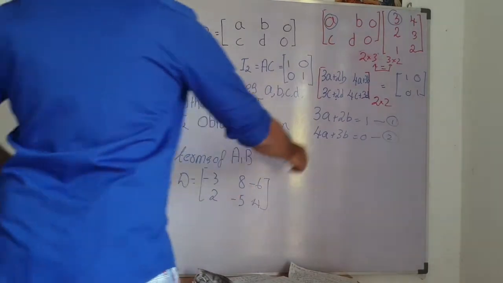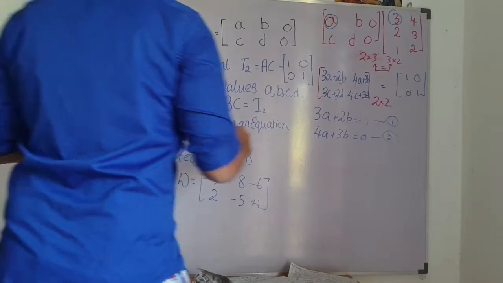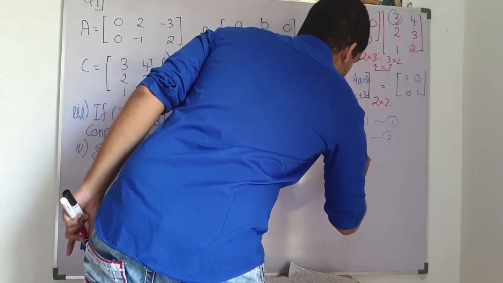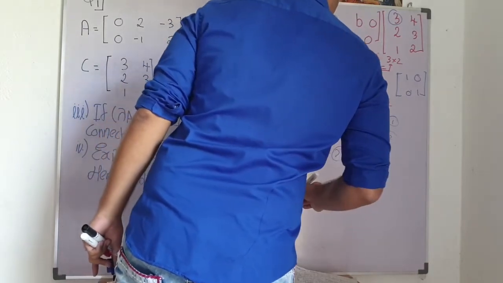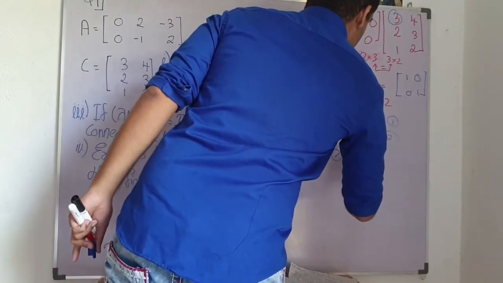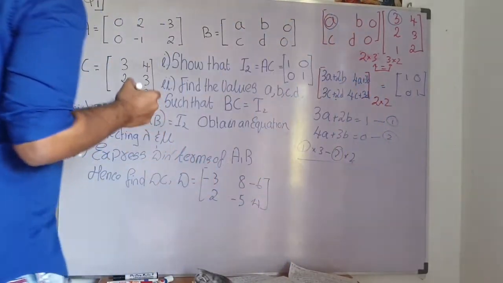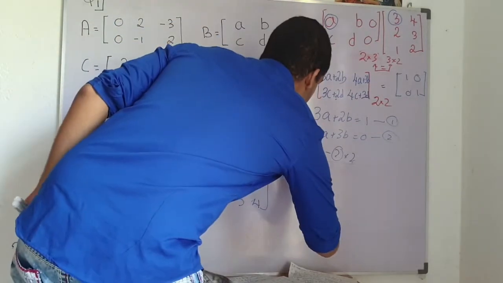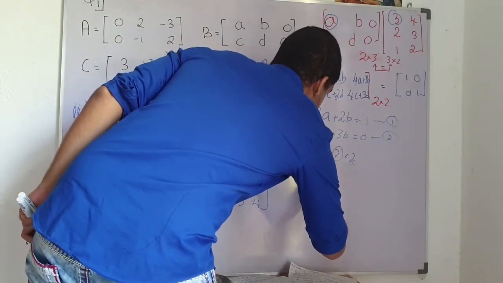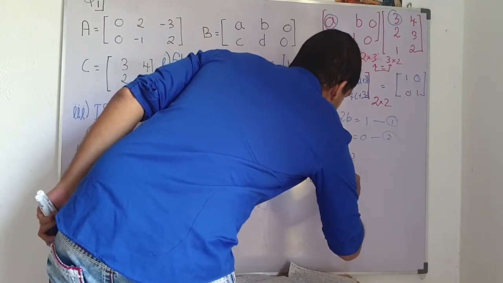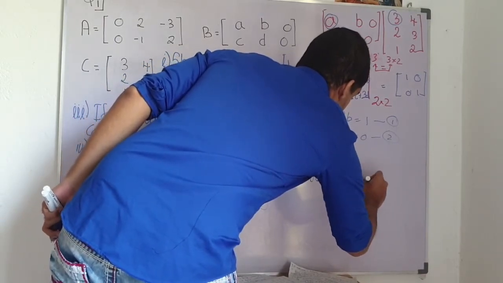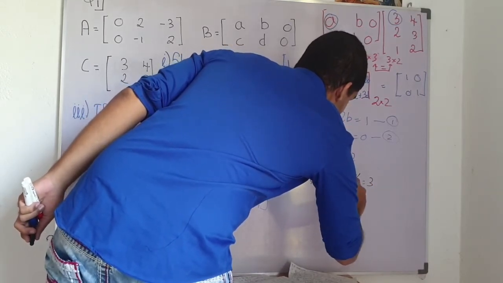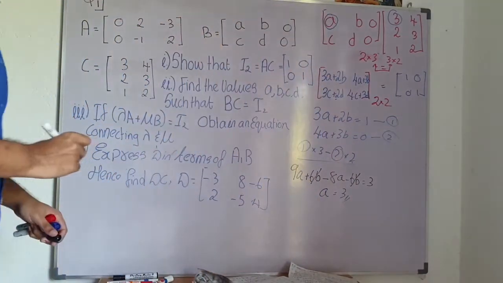For this we should choose this as a common, and let's say 1 into 3 minus 2 into 4, right? 2 into 2. So now using this operation we can find the value of A. So 3A is going to be 9A plus 6B minus 8A minus 6B is equal to 3. 6B and 6B cancel, and A is equal to 3.